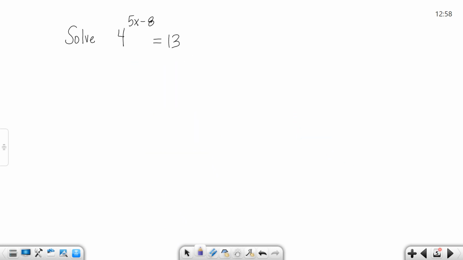Okay, let's try another one. When I get ready to work this one, I notice that 4 and 13, they don't have anything in common. So this is not a like base type. This is one where you have to use a calculator. Okay, so what you have to remember to do is you're going to take the natural log of both sides. So I'm going to take the natural log of the left, and I'm going to take the natural log of the right.